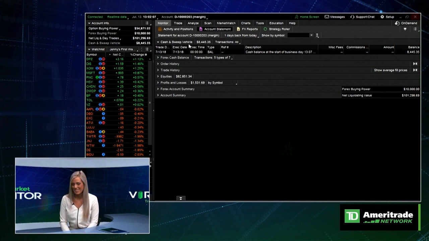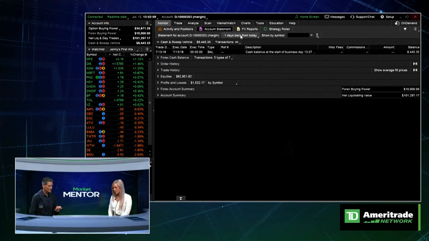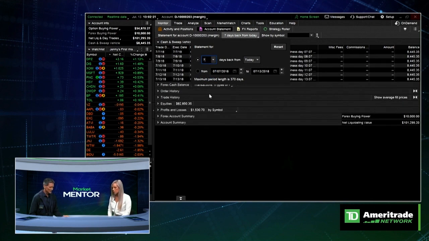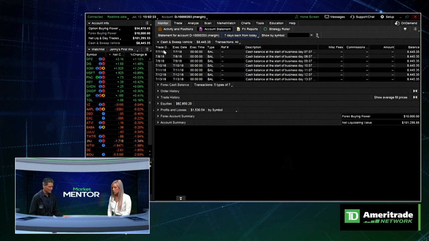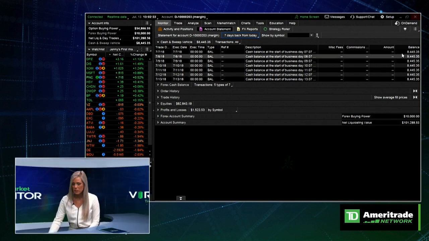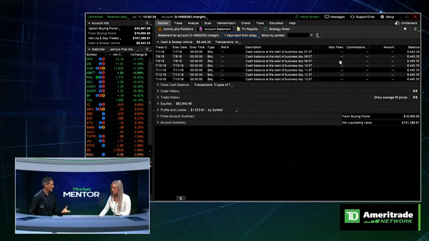One important thing when you're looking at cash and sweep is choosing how far back you want to look. The default is 1 day, which is not much information. So if you click the drop-down, we'll just go back 7 days. That gives me a lot more information. You can see the cash balances in this account haven't changed because we haven't added any more stocks. Right, that's good to know. But if you did have, you could see commissions, fees, a dividend coming in, or a wire transfer, and that would all show up here. Great, one easy place to find all that information.